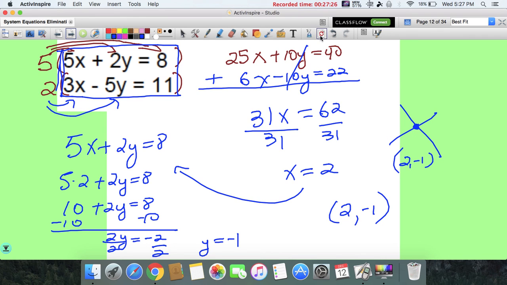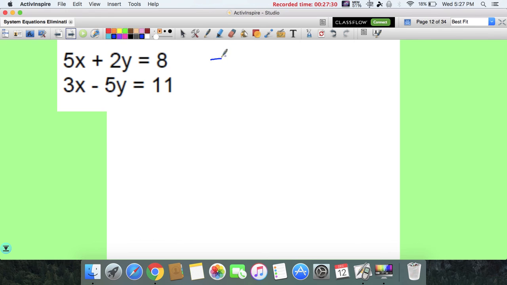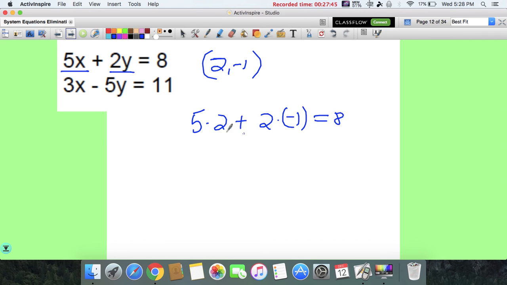Okay, so also, you should take the time to check 2 and negative 1. I'm going to replace the x and the y with 2 and negative 1, and we get 5 times 2 plus 2 times negative 1. I'm going to put that in parentheses, equals 8. 5 times 2 is 10. Positive and negative is a negative. 2 times 1 is 2, equals 8. And you can see that it worked for this equation.